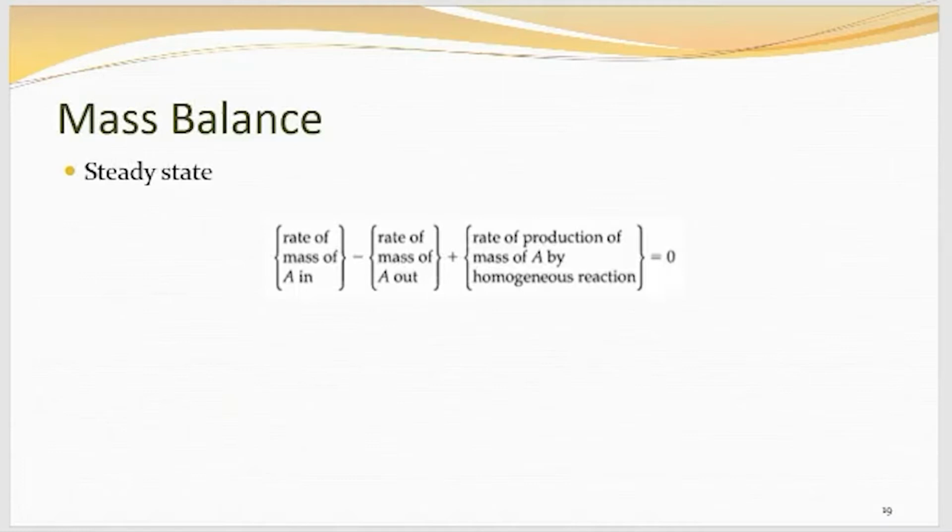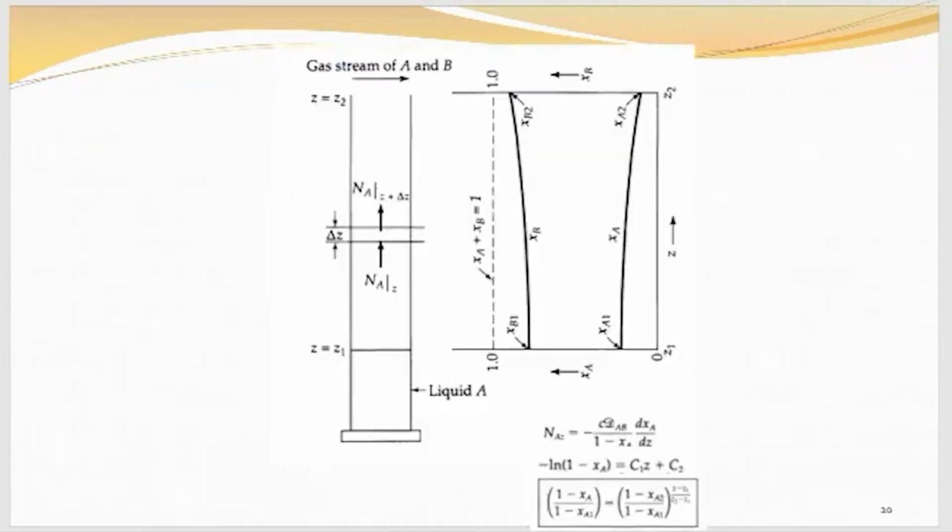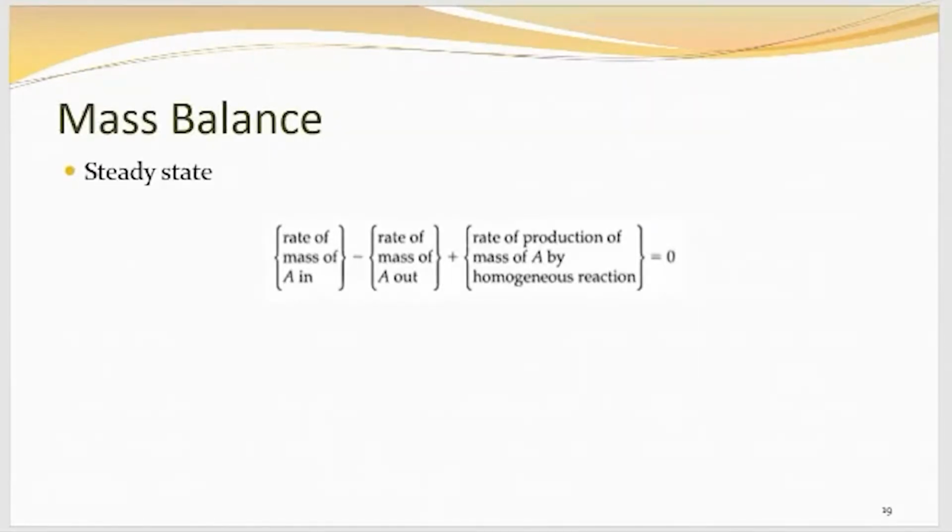The mass balance equation, when we have steady state condition, looks like this: A in minus A out plus production of A by homogeneous reaction equals 0. If we have unsteady state condition, the right hand side of this equation is not 0, but we have something there usually. We also need boundary conditions later on to solve this balance. We will look at examples of boundary conditions later.